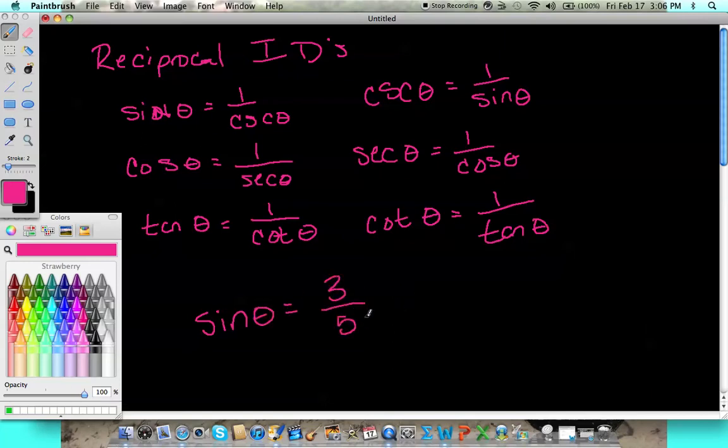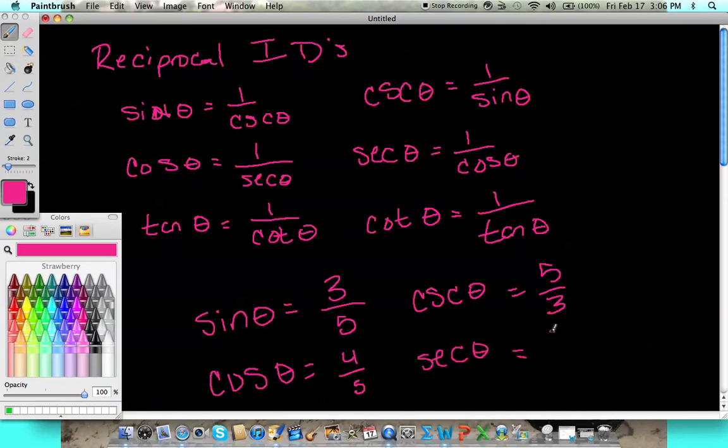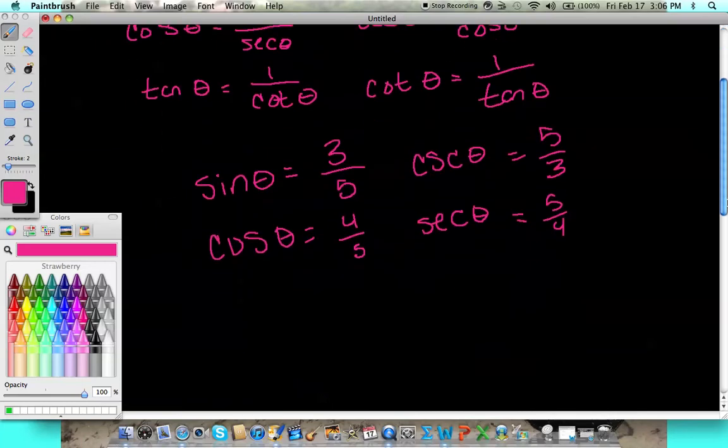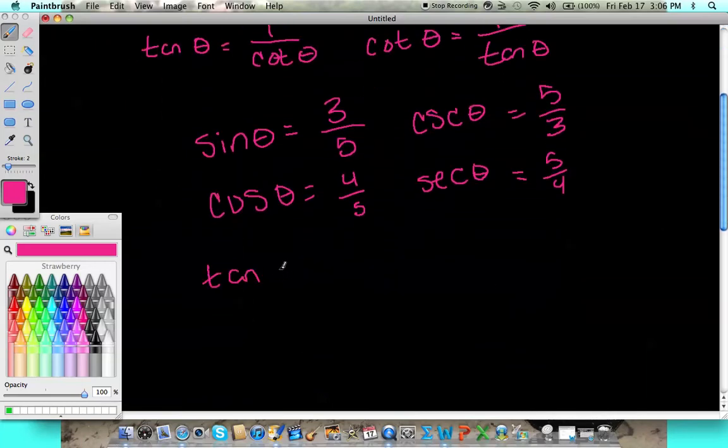And this is important because if you know that the sine of theta is equal to, say, 3/5, then you can say that the cosecant is 5 over 3. If you know that the cosine of theta is 4/5, then you can say that the secant of theta is 5/4. And if you know that the tangent of theta is 3/4, then you know that the cotangent of theta is 4/3. So that should be useful in some of your problems.